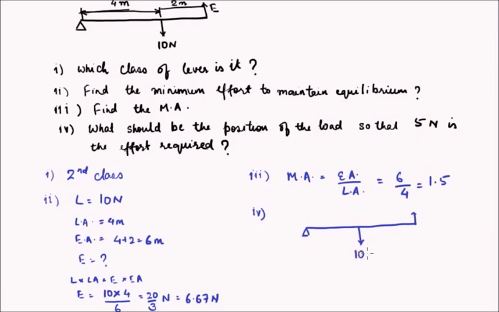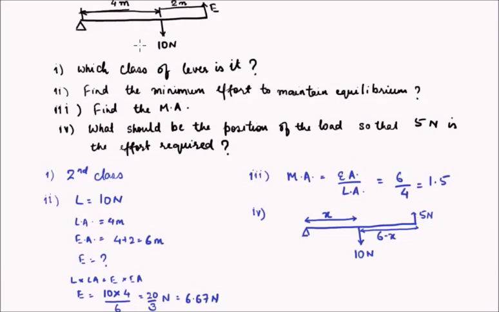It remains 10 Newton. The effort is mentioned in the question as 5 Newton. Now where should the load be? Let me take this distance as x. This is the load arm, and this distance then will be 6 minus x. Why? Because the total length remains 6 meter. The bar is not changed. It remains 6 meter. Only the location of the load is shifted in either direction.